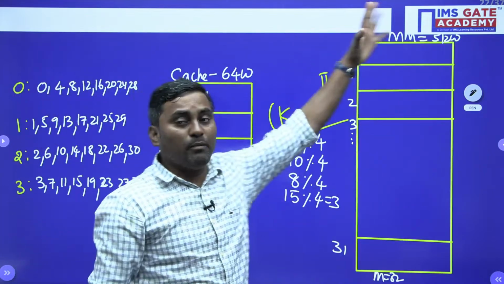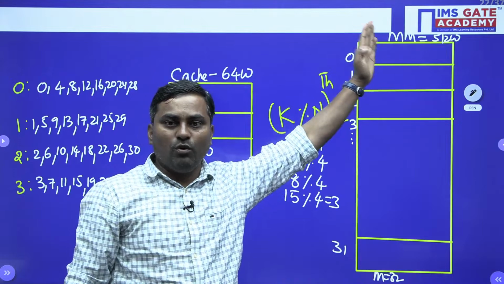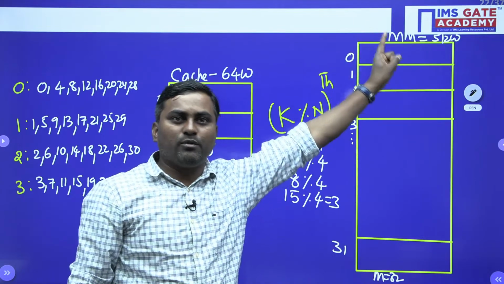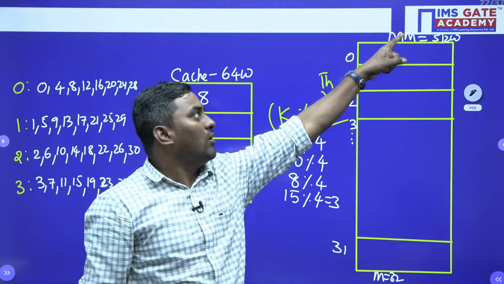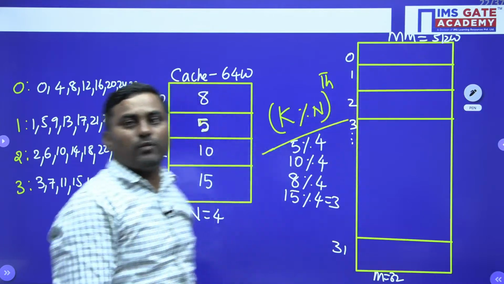Now look at this example. What is the main memory size? Answer, everybody. What is the size of the main memory? 512 bytes. How many address bits are required for this? 9 bits required, right? Yes or no?